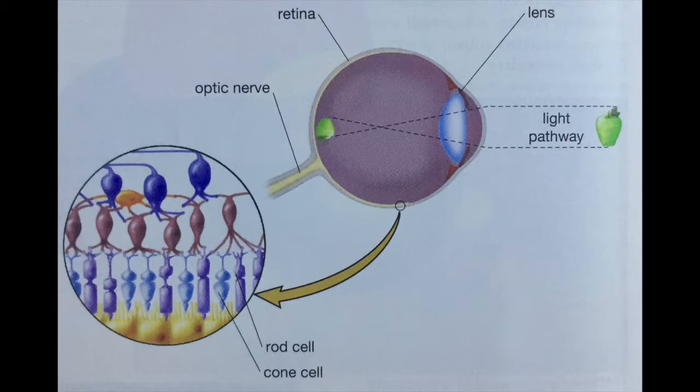Signals from all 3 types of cone cells and rod cells travel along the optic nerve to the brain. The brain then interprets the shape and color of the object that you see. Almost no mammals except primates, a category that includes apes, monkeys, and humans, possess color vision.